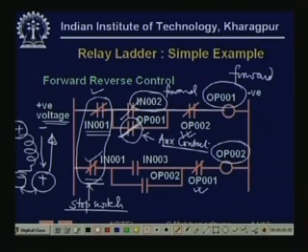So that is made by this parallel path. So after this has become on, even if this becomes open again, there is still a parallel path, and that parallel path is this one. So this forward coil continues to get supply and the motor continues to rotate.